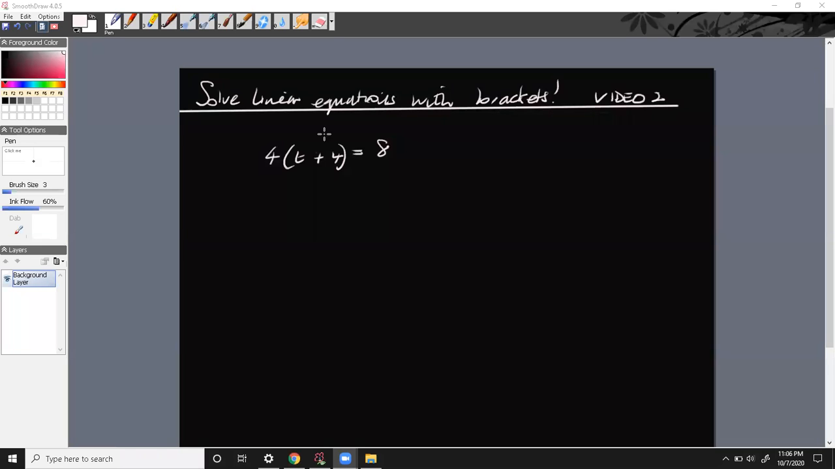Okay, hello, this is video 2. We're going to have a look at solving linear equations with brackets. So here we have an example of a linear equation with a bracket in it.